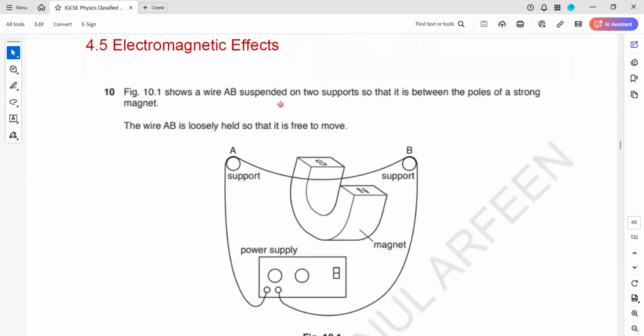Electromagnetic effects. Whenever a current passes through a wire, a changing magnetic field induces EMF. That is the electromagnetic effect. Figure 10.1 shows a wire AB suspended on two supports so that it lies between the poles of a strong magnet. The wire is loosely held and it is free to move.